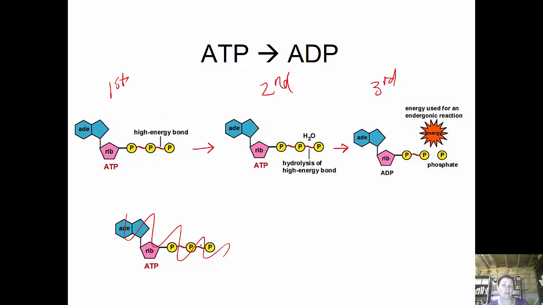We have ATP here with this high energy bond. The second step is water comes along, goes in, breaks this bond, and when that bond is broken, energy is released to be used somewhere else. Used somewhere else for what? In an endergonic reaction, because an endergonic reaction is one that needs energy in order to happen.